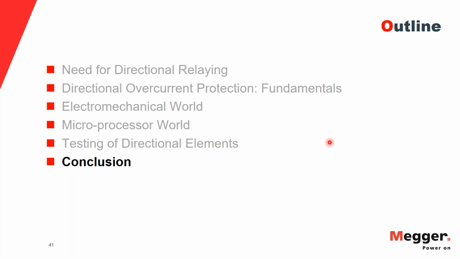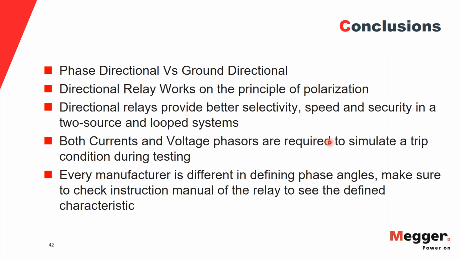And to conclude the webinar, I've covered the differences between phase directional connections and ground directional connections. We have seen that a directional relay works on the principle of polarization. We have also seen directional relays provide better selectivity, speed, and security, especially in two-source and ring networks. Both current and voltage phasors are required. Keep in mind, traditional directional relays work on the concept of phasors.